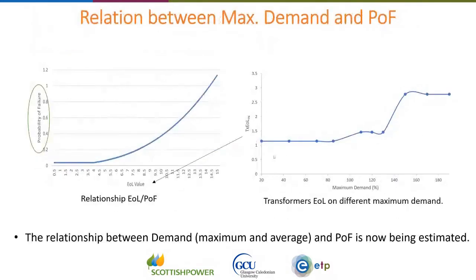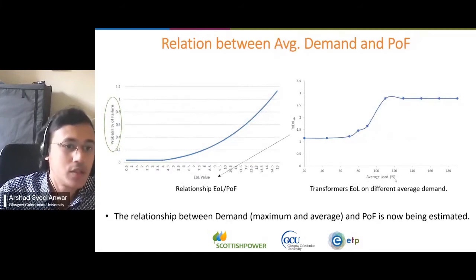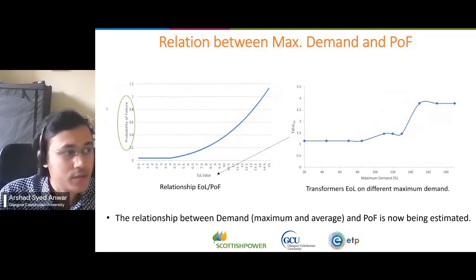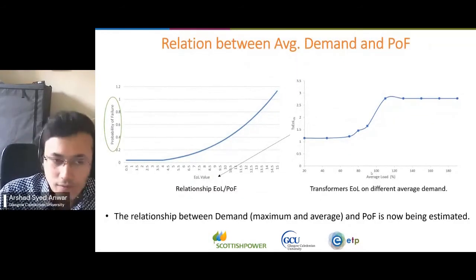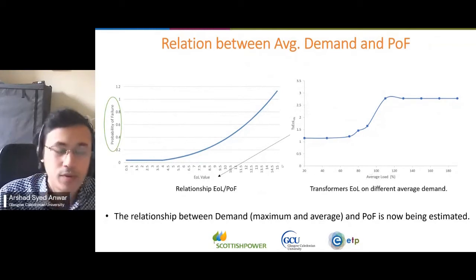From this graph, we can compare with the probability of failure, because the maximum demand has a relationship with the transformer end of life, and end of life has a relationship with the probability of failure. So we can get a relationship between maximum demand and probability of failure, and this will give us a relationship between the increased demand and the monetized risk model for the network, because it is essential to estimate how much risk electric vehicles and space heating bring to the network, and whether the network will need to be upgraded in the near future. This is the graph for the maximum demand and the average demand relationship with the probability of failure. It is being developed at this moment, and I hope it will be completed in the next 6 to 7 months.